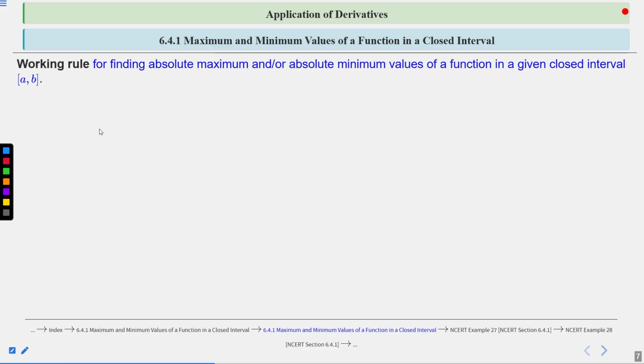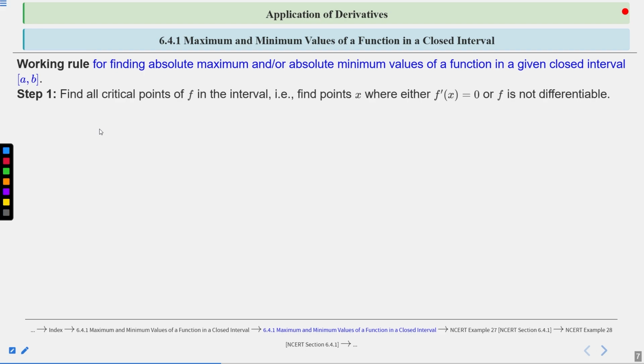Next, the working rule for finding absolute maximum and or absolute minimum values of a function in a given closed interval a to b. Step 1: find all critical points of f in the interval, that is, find x where either f dash x equals 0 or f is not differentiable.